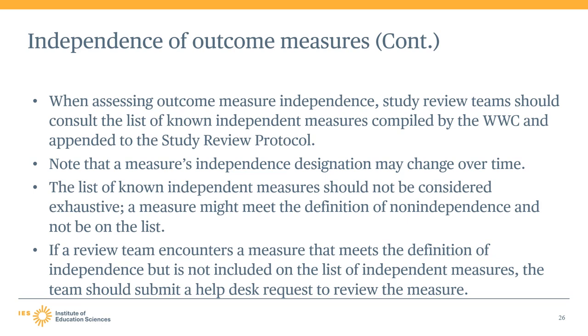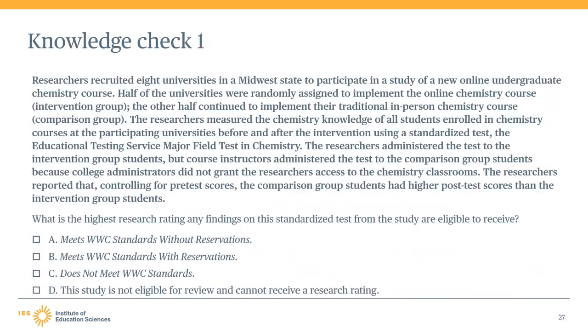For instance, a study might use a measure that meets the definition of independence that is not currently on the list. If a review team encounters a measure that meets the definition of an independent measure, but it is not currently included on the list of independent measures, the team should submit a WWC help desk request for the WWC to review the measure and consider adding it to the list of independent measures that is appended to the study review protocol. Time for your first knowledge check in this module.